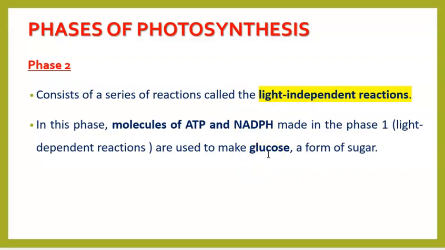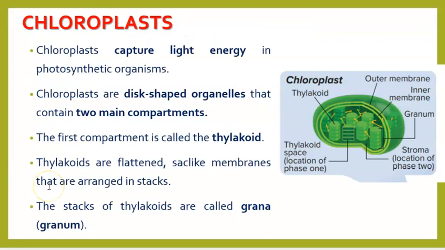So again, phase 1, light dependent reactions, you make ATP and NADPH. Phase 2, light independent reactions, you make use of that ATP and NADPH which you made in phase 1 to make the final product, which is glucose. Now the next thing is you have to know some components of the chloroplast. The whole function of the chloroplast is to capture the light energy, which is sunlight, and to use it for making food for the plant.